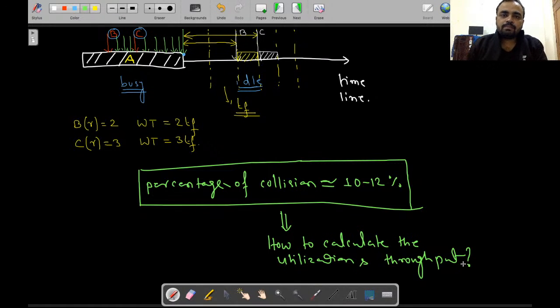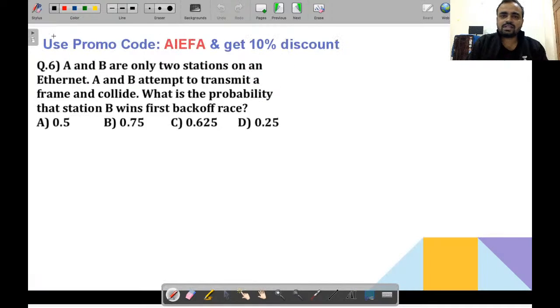But from the GATE point of view, for slotted Aloha or CSMA, they are not asking anything like utilization and throughput, because this is a well-known formula. So my dear friends, tomorrow I will discuss CSMA/CD and CSMA/CA. So just be with me. If you want to learn each and everything related to media access control, then just be with me.